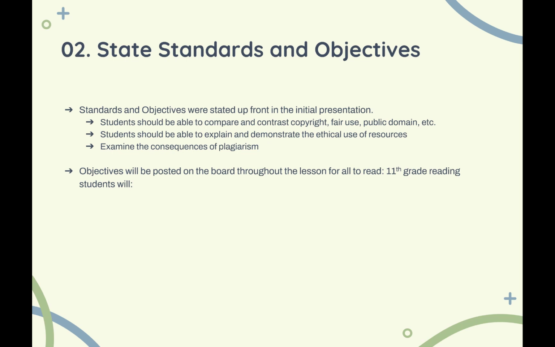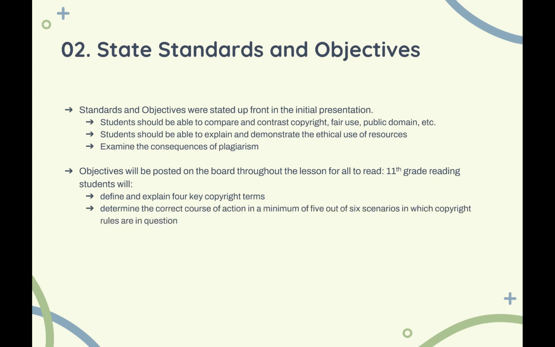I'll also post objectives on the board so that they can be seen throughout the period, and of course they'll be on my welcome slide as well. 11th grade reading students will define and explain 4 key copyright terms. They will determine the correct course of action in a minimum of 5 out of 6 scenarios in which copyright rules are in question.